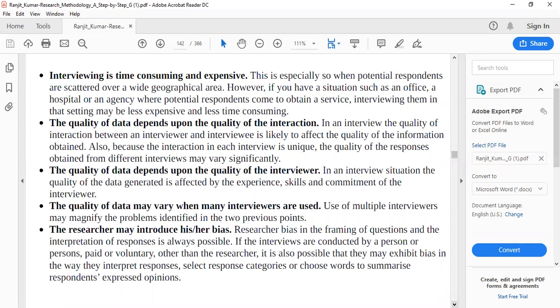The quality of the data depends on the quality of the interaction. So if you have a good interaction with the person, then you will have good quality of the data. If not, then the quality might not be good. The quality of the data may also depend on the interviewer, that is, the way the interviewer has conducted the interview: their experience, their skill, and their commitment. Not everyone can take an interview easily.